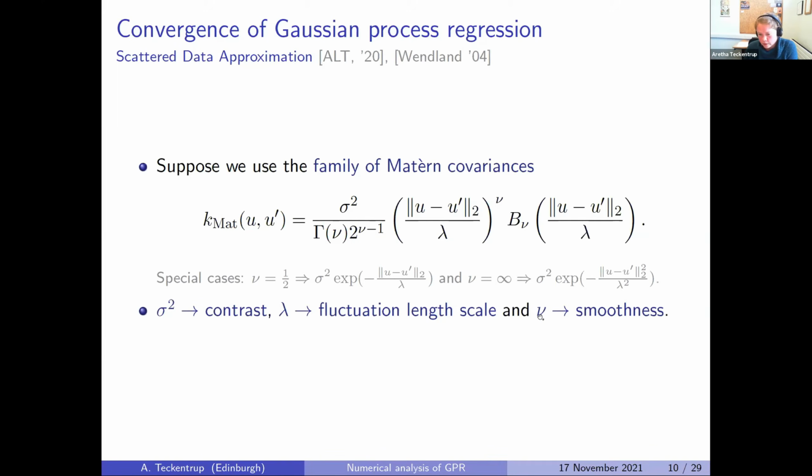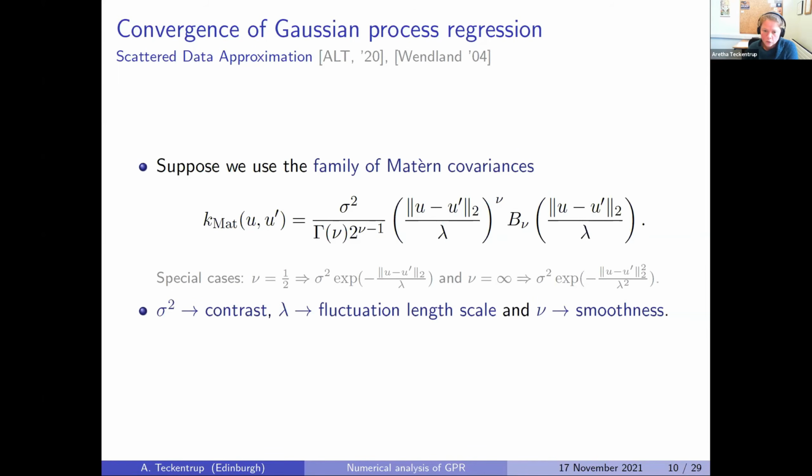So the last parameter is this nu, which is the smoothness. So it's related to how many derivatives your sample paths have. So the general formula for this looks quite complicated. So you have the gamma function here, and this is the modified Bessel function of the second kind, but it does simplify in some cases as well. So for example, if you plug in nu equals 1/2, then you get the exponential covariance kernel, the Ornstein-Uhlenbeck kernel. And as nu tends to infinity, you recover the Gaussian kernel, so the squared exponential kernel.